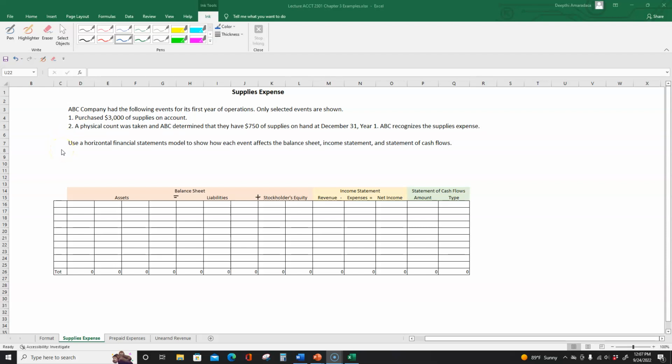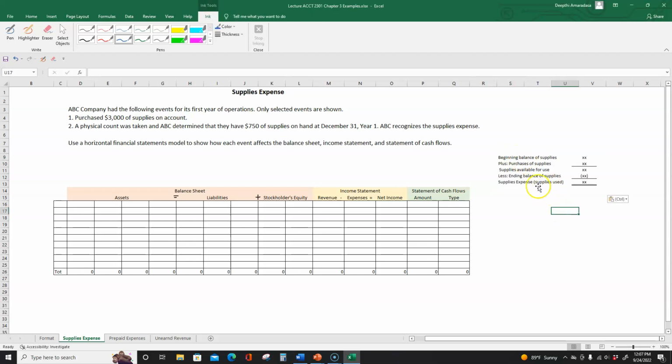They want you to use the horizontal financial statements model to show how each event affects the balance sheet, income statement, and the statement of cash flows. Before we go and do that, let's first determine what our supplies expense is. That is for part 2. That way, once we know the numbers, we can just record everything in the horizontal financial model.